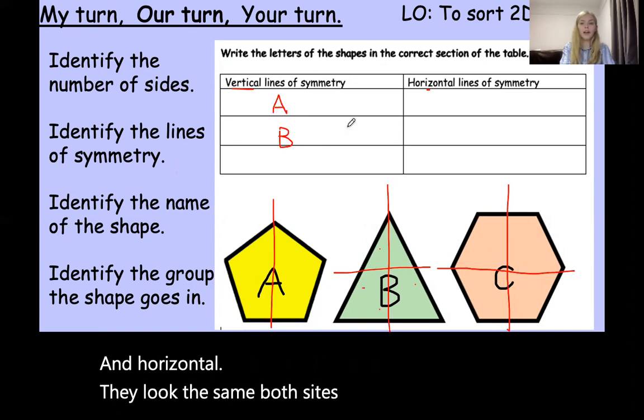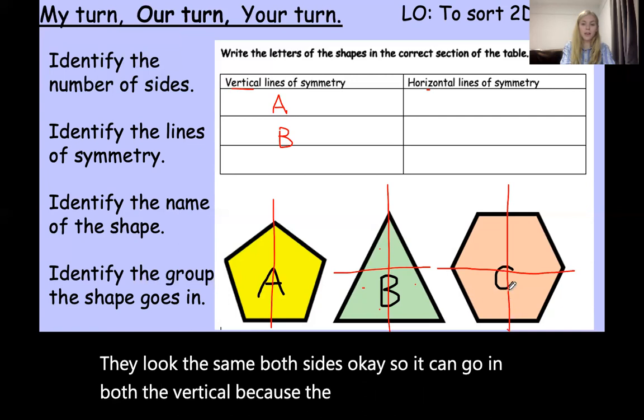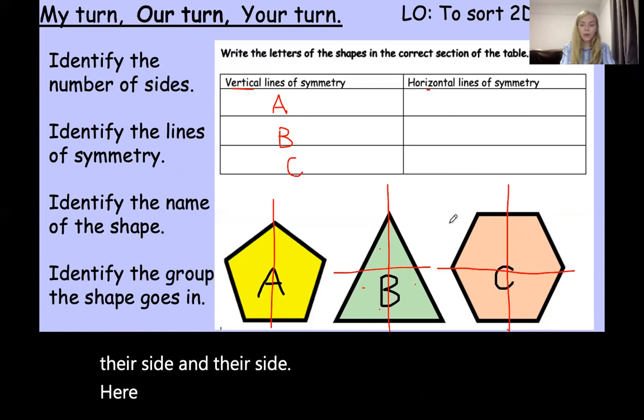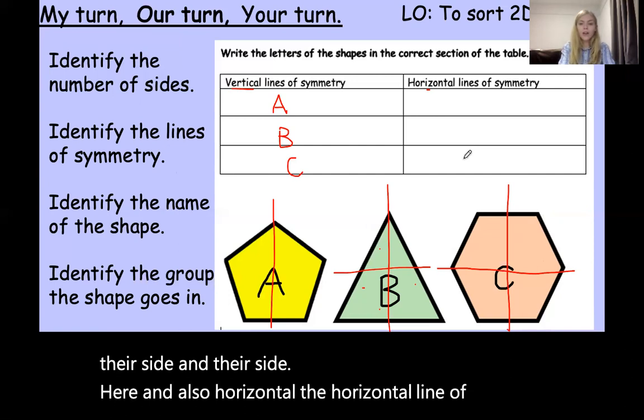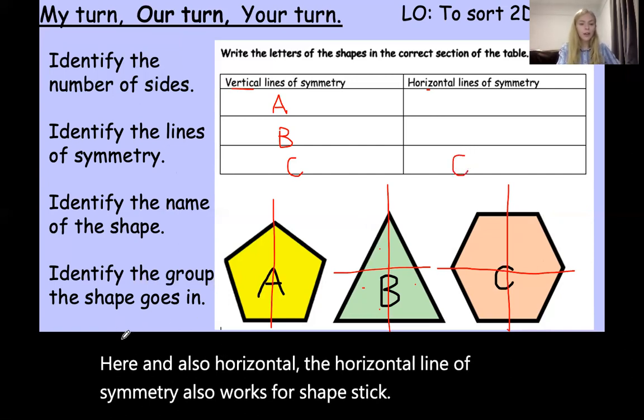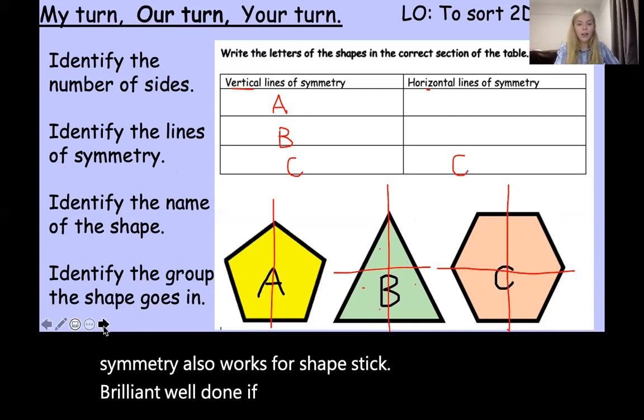So it can go in the vertical because the shape looks the same on this side and this side. So we can put C here, and also horizontal. The horizontal line of symmetry also works for shape C. Brilliant. Well done if you got those right as well.